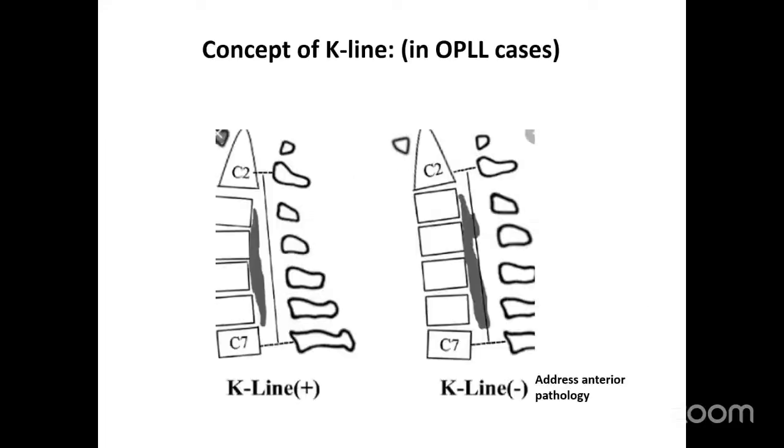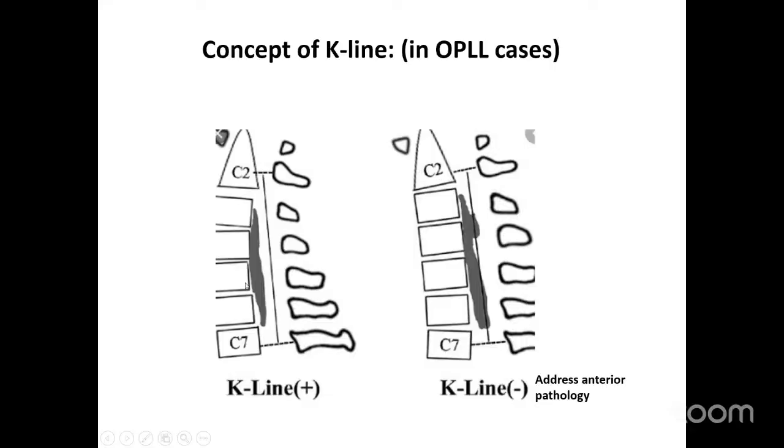K line and vertical axis. So, what is K line? It is a kind of theoretical aspect, not followed always. But yes, K line means the line drawn from the midline of the C2 canal to the midline of the C7 canal. This concept of K line is used only in OPLL cases, no other cases.